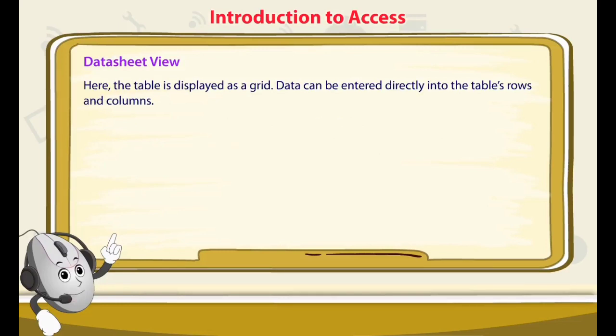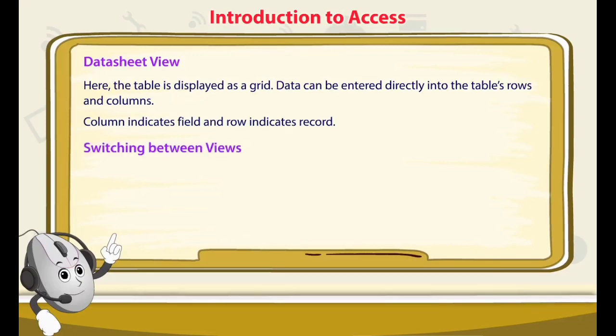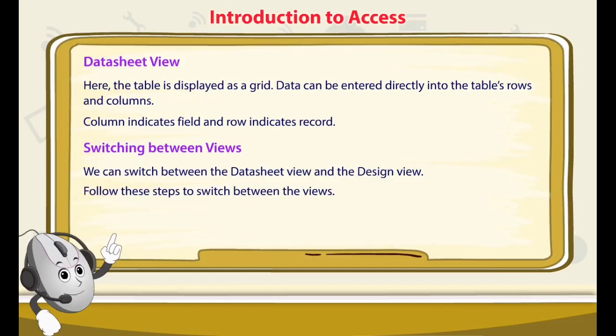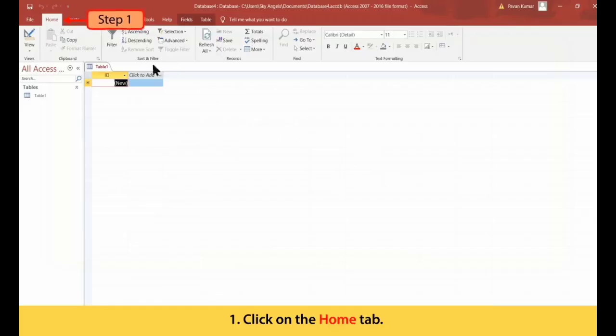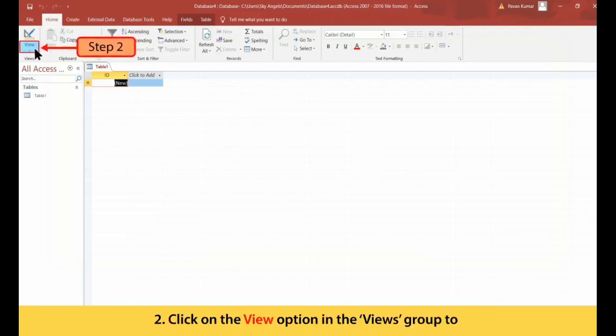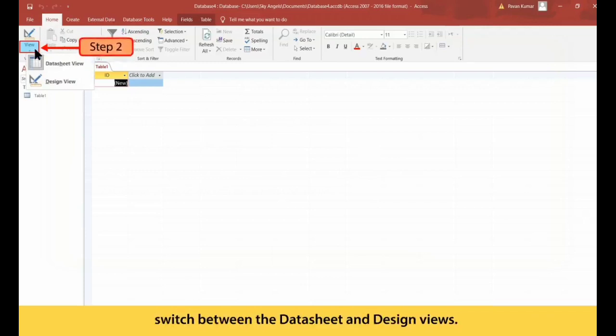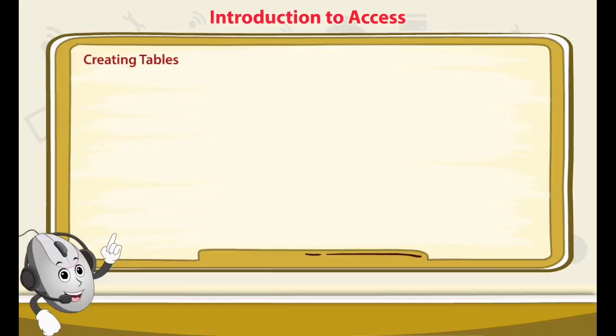Data can be entered directly into the table's rows and columns. Column indicates field and row indicates record. Switching between views. We can switch between the datasheet view and the design view. Follow these steps to switch between the views. 1. Click on the Home tab. 2. Click on the View option in the Views group to switch between the datasheet and design views.